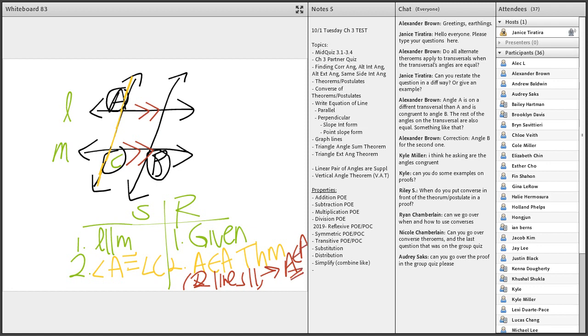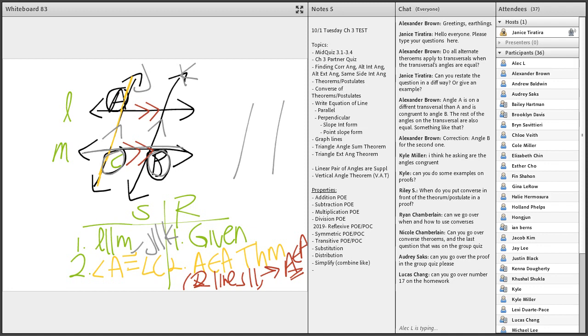But did that prove that A and B are congruent? No. So we would need more information such as line J and line K are parallel. So let's say that was also given. So J is parallel to K. Then I can say angle C and angle B are now congruent because they're corresponding angles.